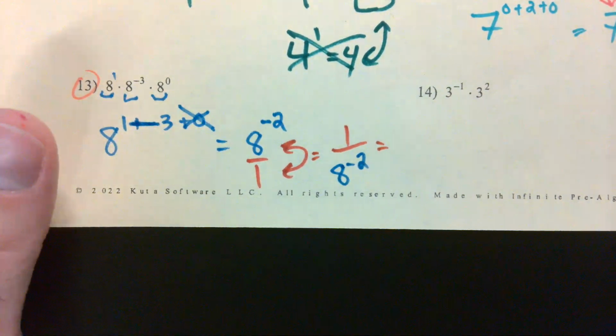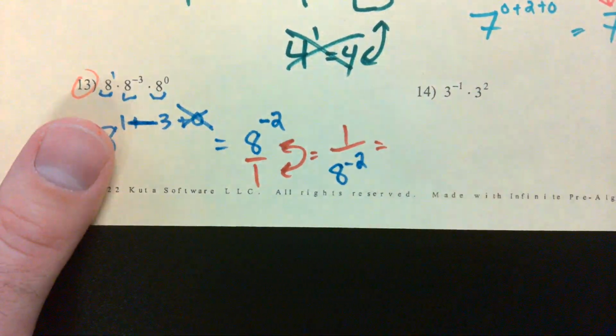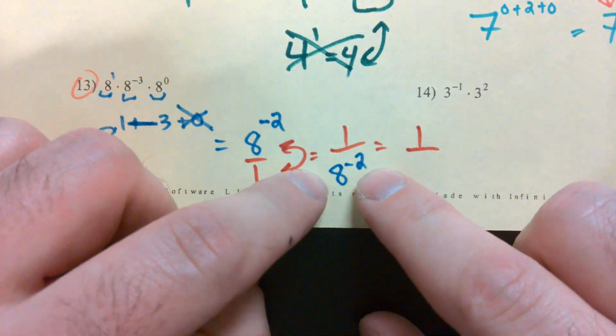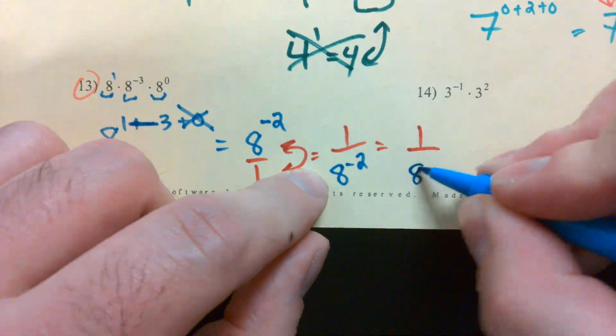Now that we've flipped it, what's going to change about that exponent? One's going to go on top. Yep, we flipped it so the one's on top already. What's going to change about the exponent, though? It's going to be positive.